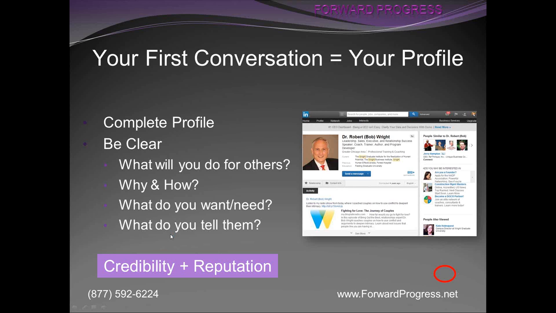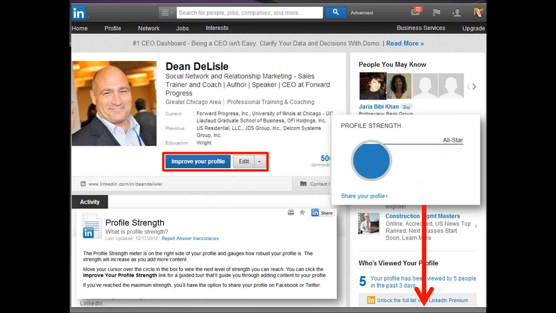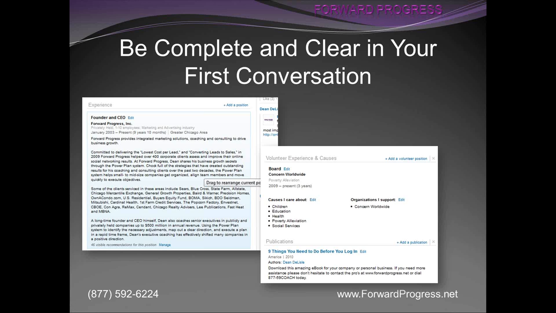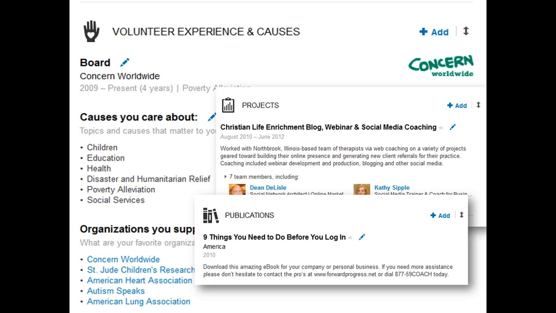Okay, now, when we look at this, they give you a little meter like profile strength, but really it's about whether it is clear and concise, and yes, you can look at the profile strength on here to get that gauge. But we want you to be complete and clear in your first conversation, and a lot of times the experience, the summary, who you are, the fiber of who you are with your causes and experience and maybe publications, and maybe your projects that you work on and things like that, this is what people look at, and they judge you.